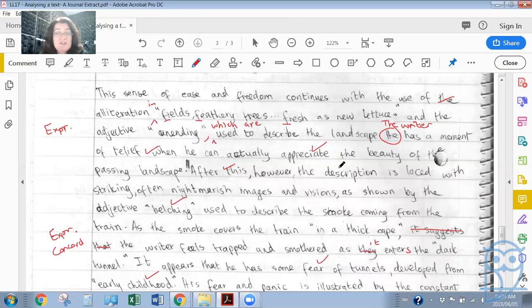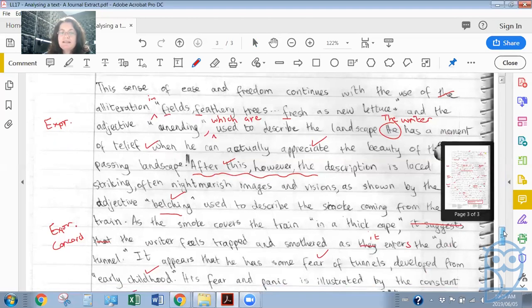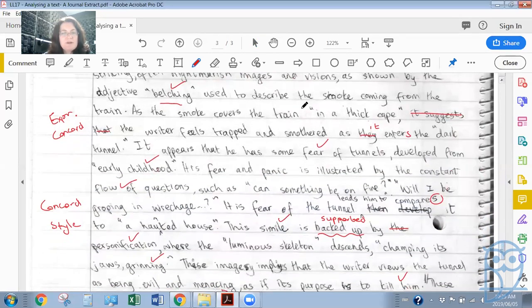"After this, however, the description is laced..." Now, look, now the student is bringing in that recommended idea. "After this, however, the description is laced with striking, often nightmarish images and visions, as shown by," and they continue, the adjective "belching," used to describe the smoke coming from the train. As the smoke covers the train in a thick cape, notice how well this student incorporates quotes so that it's almost like you're reading a sentence, whether the quote was in it or not. It just makes complete sense.